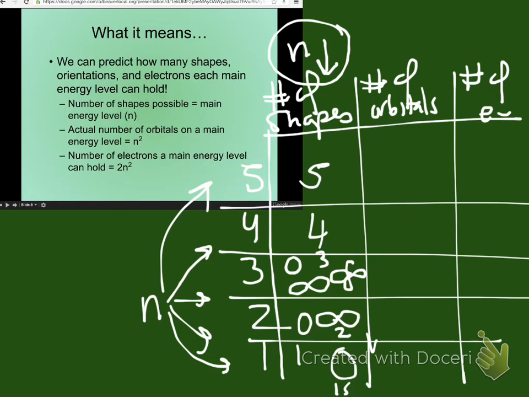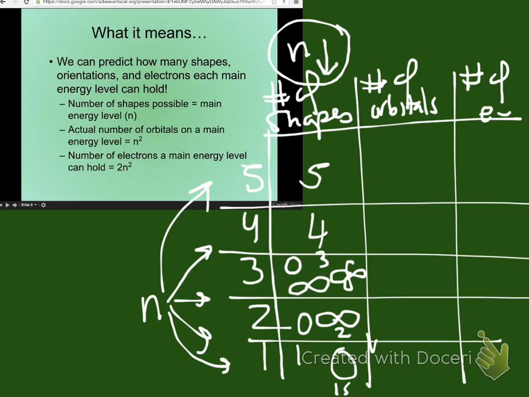So on your test, I will ask you a question like, how many shapes are possible on the 7th main energy level? How many? Yeah, 7. How many shapes are possible on the 4th main energy level? I'll ask you that question, and you have to know that n is the main energy level.